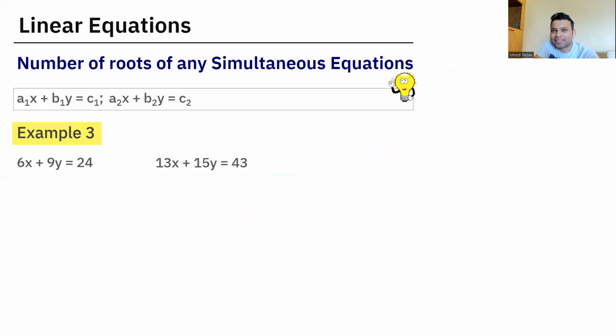As we have already discussed, there are only three situations. Either the lines will be overlapping, coincident, so infinite solutions, or the lines will be parallel, two different parallel lines. So no solution. They will never meet.